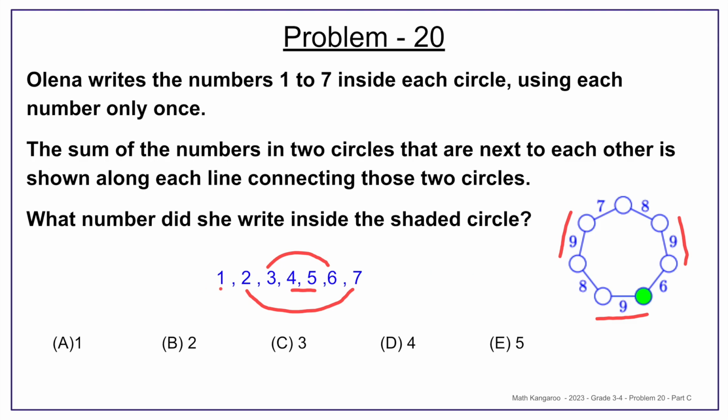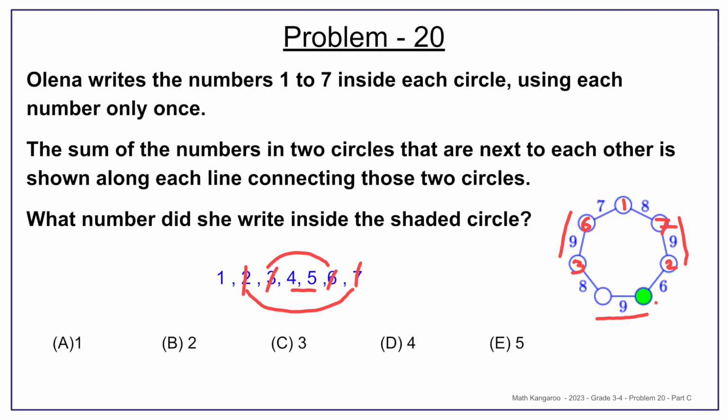Which one is left? 1. So 1 will come here. When 1 comes here, then 1 plus 6 gives us 7. 1 plus 7 gives us 8. Now 6 pairs with 3, so we have 3 here. And 7 pairs with 2, so we have 2. So we have covered 7, 2, 6 and 3.